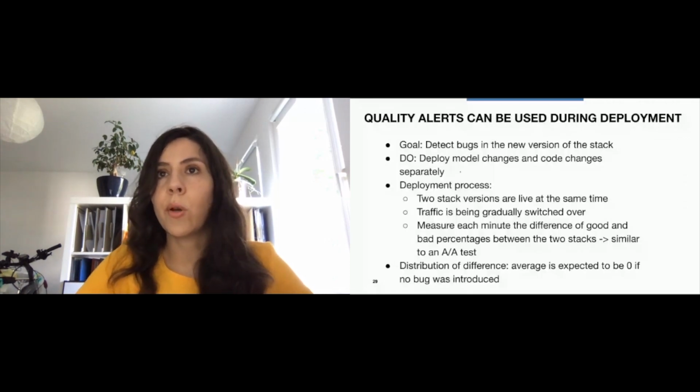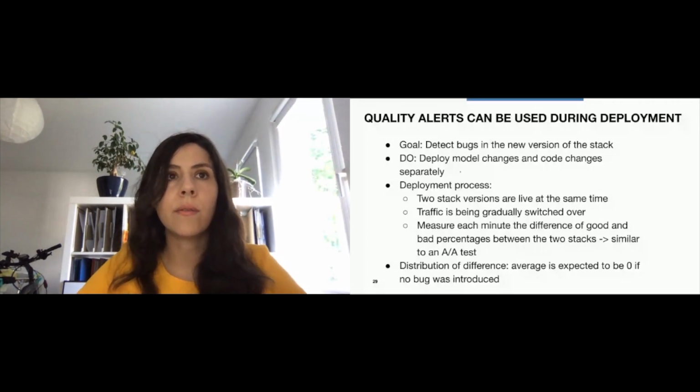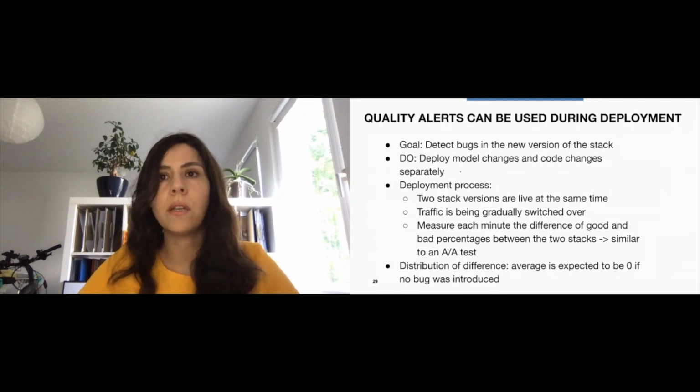You can even use it for deployment. So you can detect bugs in your own stack. You would deploy model changes independently from code changes. So the assumption is that your model stays exactly the same and you added some code or you affected something. And then you have a canary deployment where you have 2 stacks live at the same time and you switch over the traffic and you measure your quality metric on both stacks. Since we didn't make any changes to the model, we would expect the difference of the 2 stacks to be 0. So this is actually quite similar to an AA test. There should be no difference.